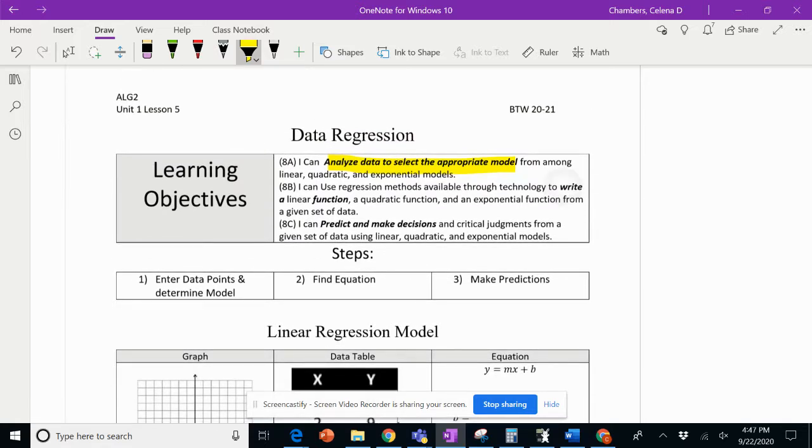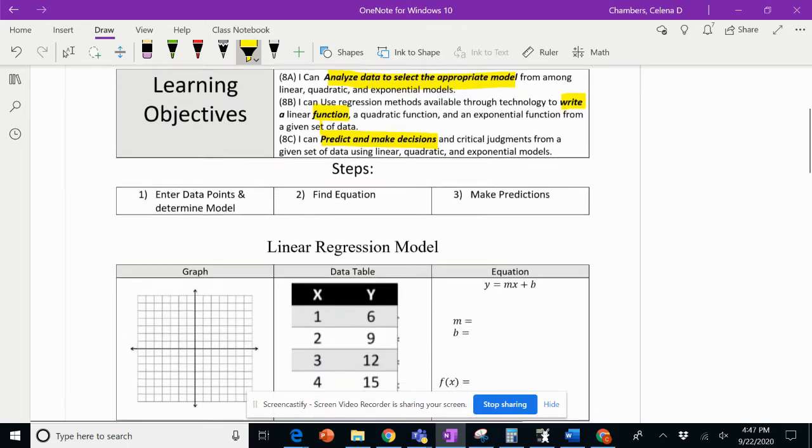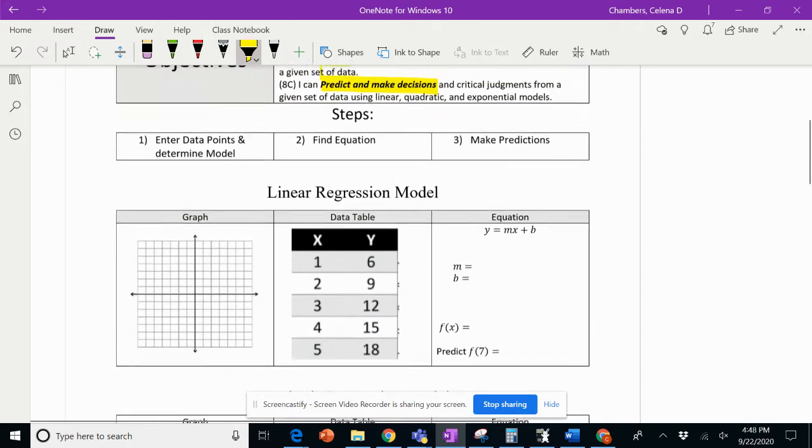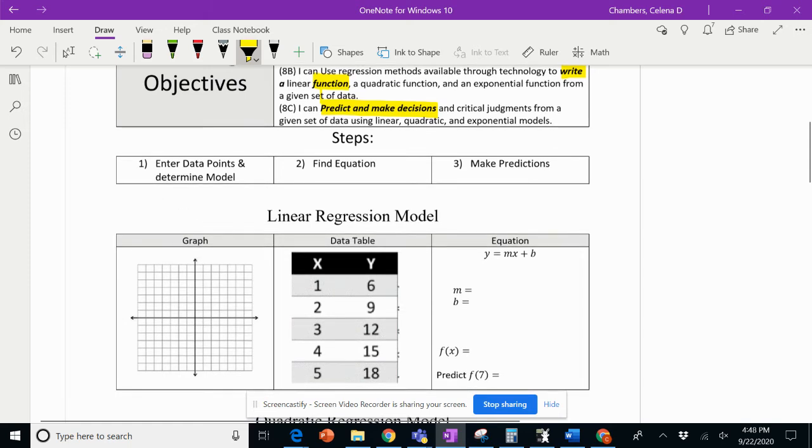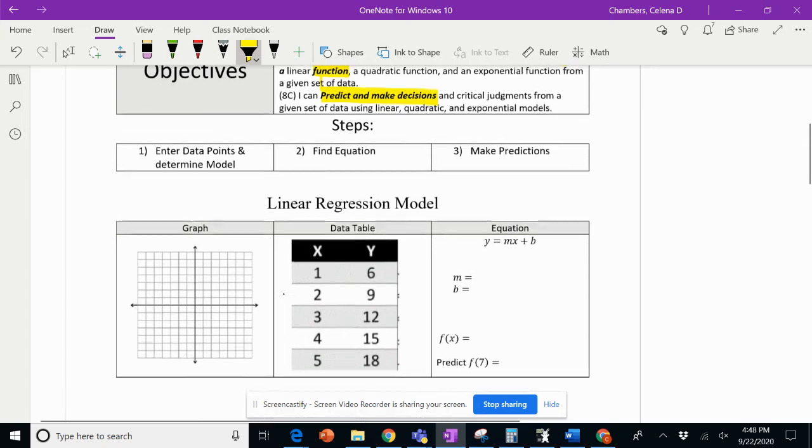You will be able to write a function based on that model, and you will be able to make a prediction based on the equation we got from the model. So there are 3 steps for data regression. Step 1 is to enter the data points. So let's do that together now.